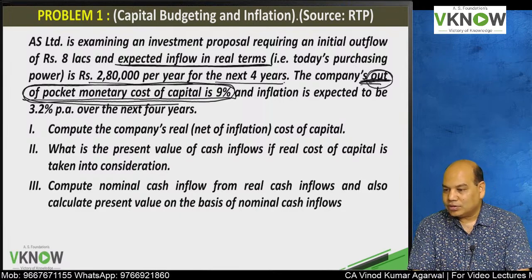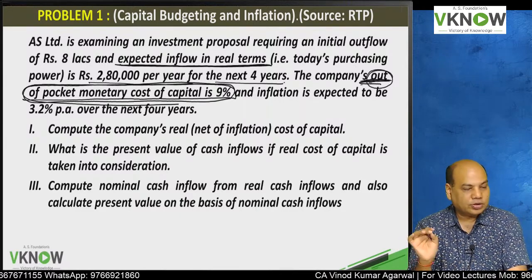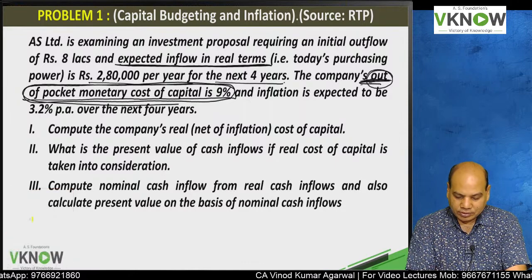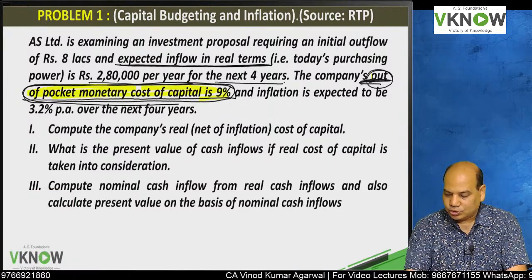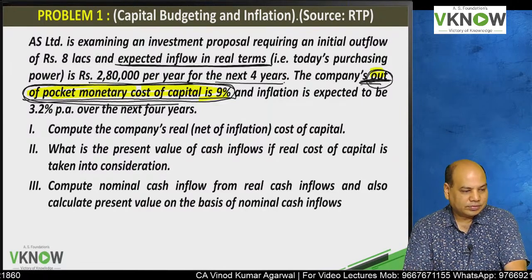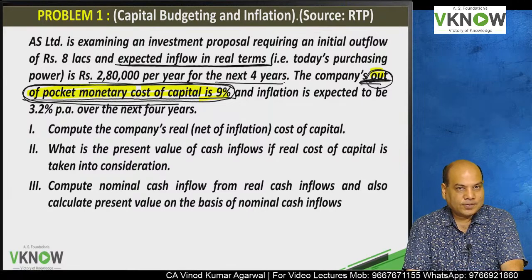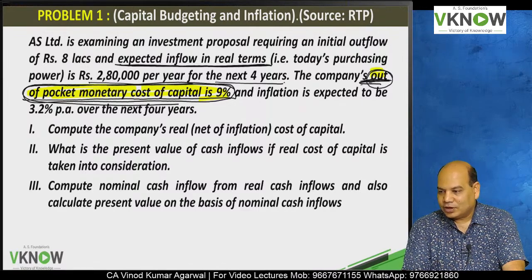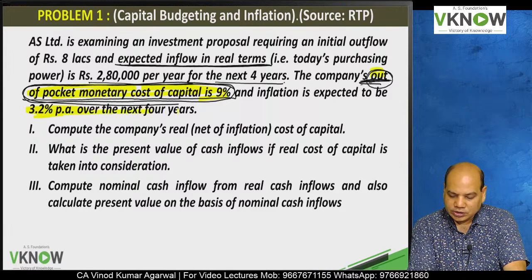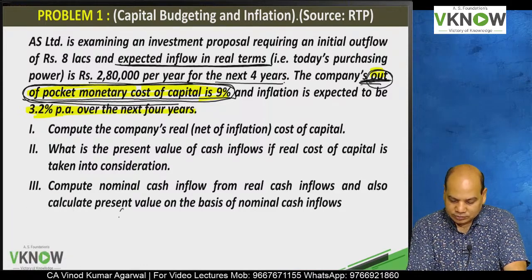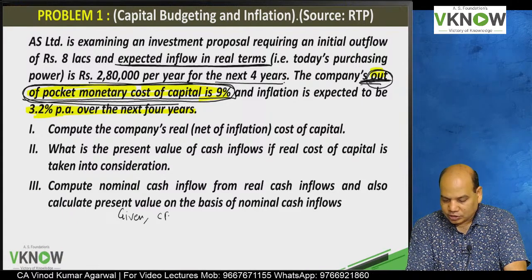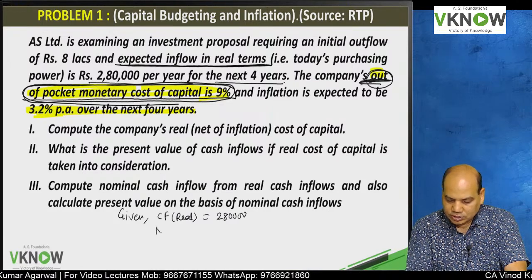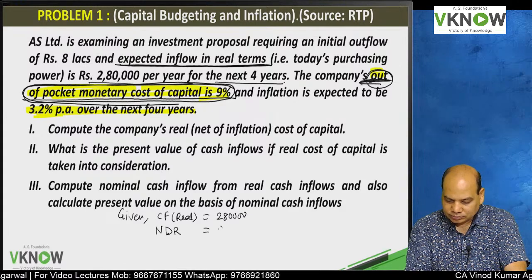Live session means you have to join and answer whether the out of pocket monetary cost of capital is a nominal discount rate or a real discount rate. Whether this discount rate given to you is nominal or real. Some students have replied nominal. Nominal is right. And inflation is expected to be 3.2% per annum over the next 4 years. So basically what they have given is cash flow in real terms, 2,80,000, but the discount rate is the nominal discount rate, 9%.